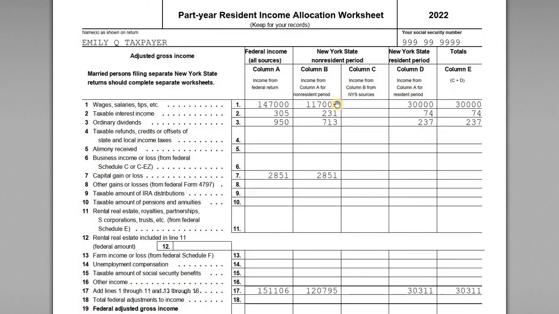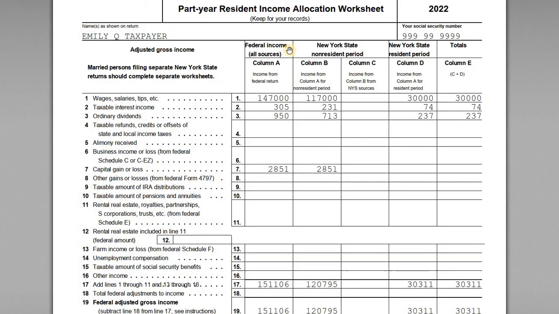And so the way this worksheet works is on the left-hand side here, column A, we have all the income as reported on the federal return from all sources, right? And then the other columns, we separated between what is going to be New York State income because you were a resident there, and then what is going to be income during your New York State non-resident period. So this is going to be income allocated to you while you're a non-resident, income allocated to you while you are a resident, and then column C has that income from New York sources while you're living outside the state. And again, in this case, Emily doesn't have any of those items, right?